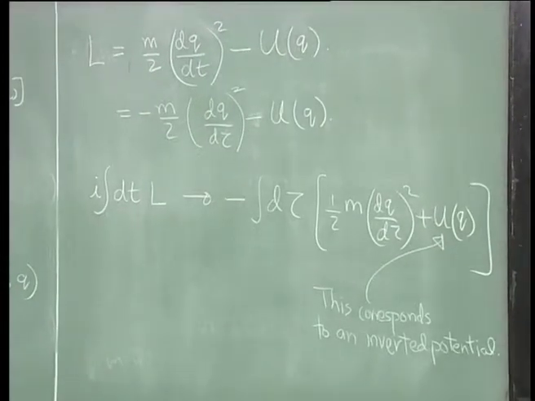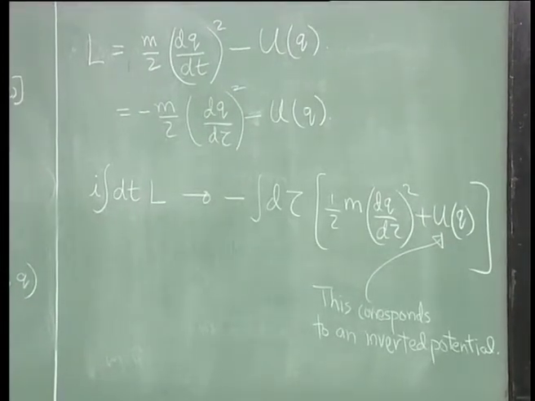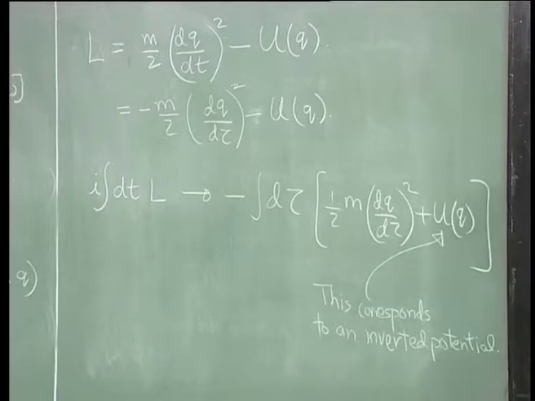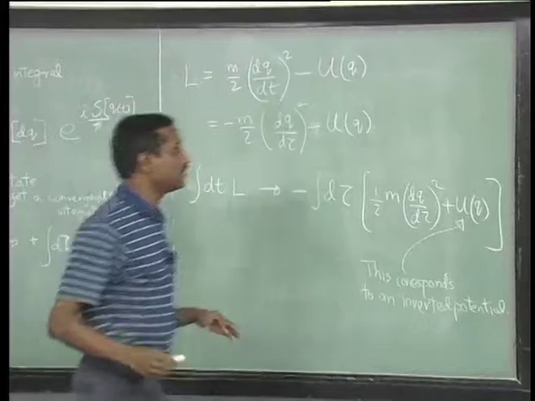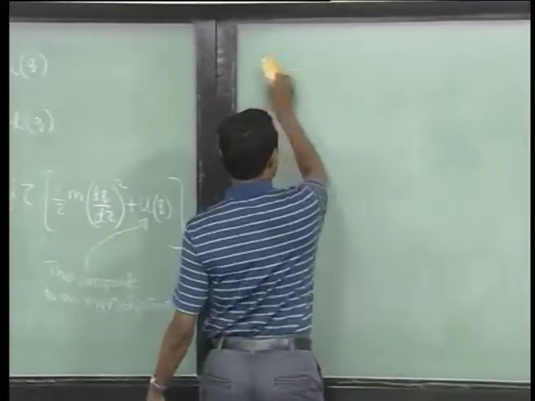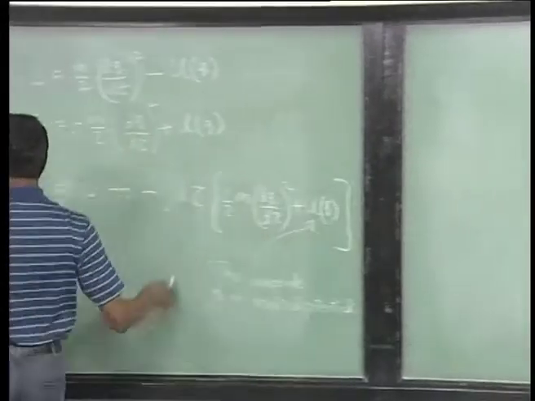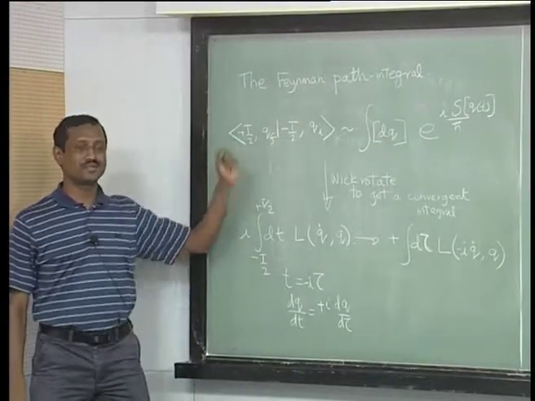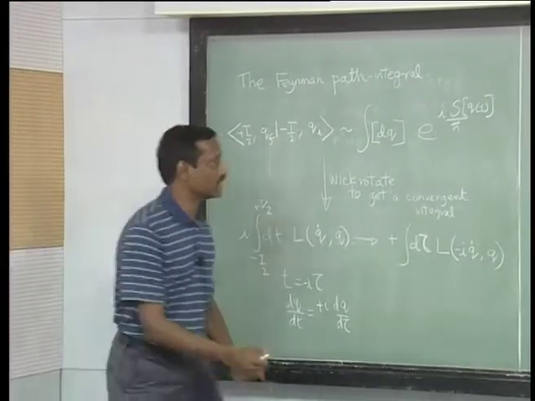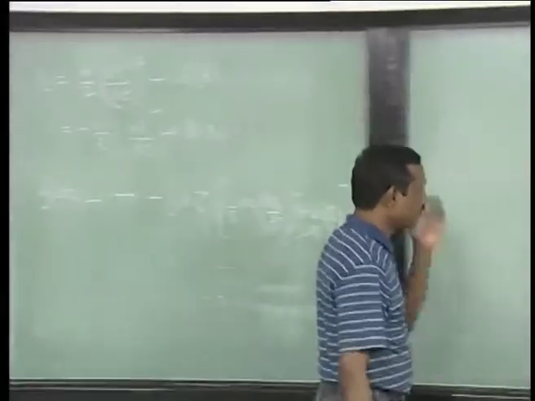So in this Euclidean problem we started out with this guy, but what we see is that the potential is inverted. Nevertheless, it's not so bad. The point here is that at the end of the day we are interested in this transition probability. We would like to compute something like that.